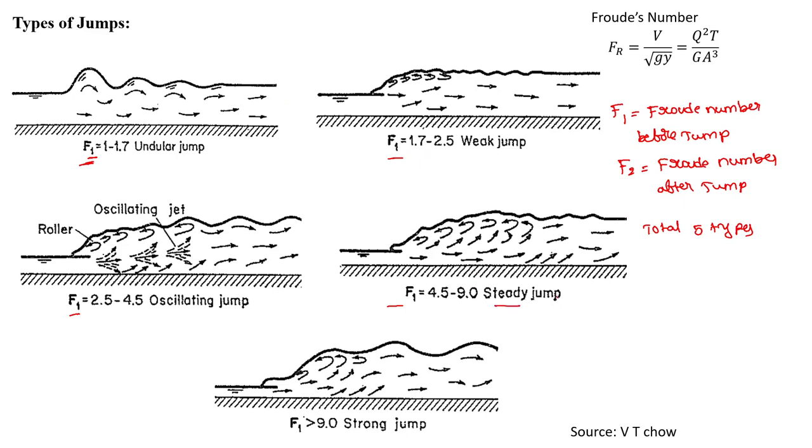jump. What is a Froude number? The steady jump is an important one. If you see, this is the undular jump, which has a range. Froude number ranges between 1 to 1.7.